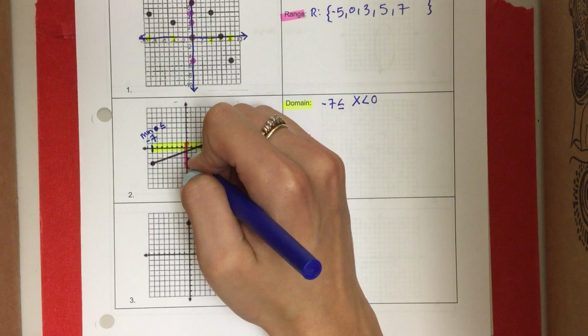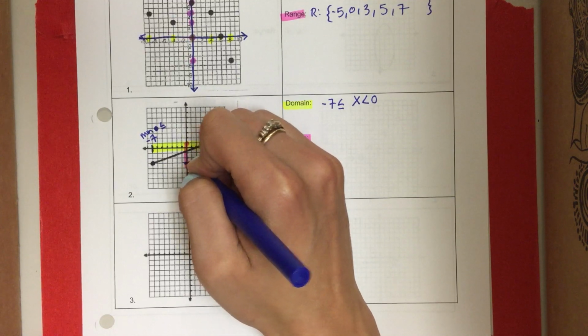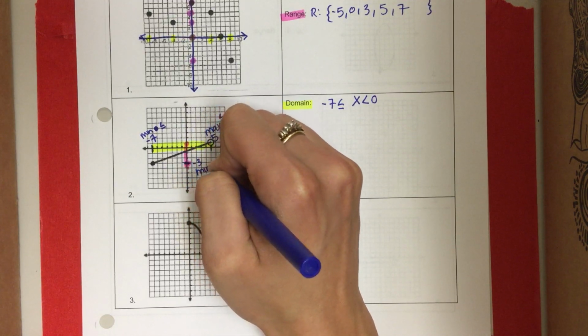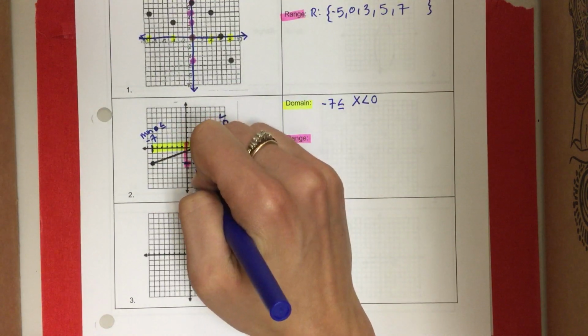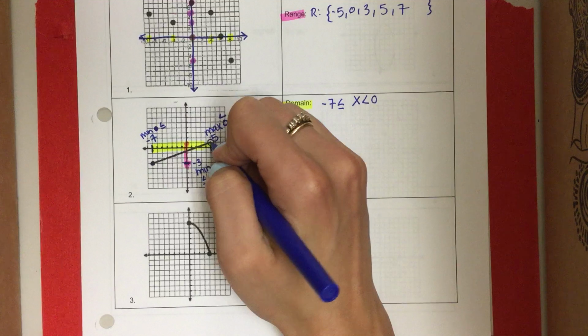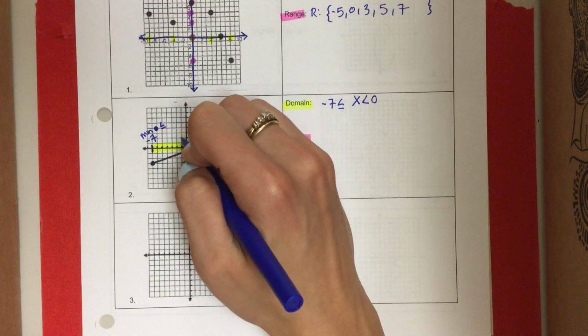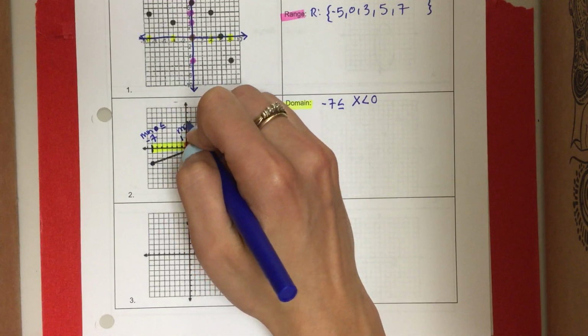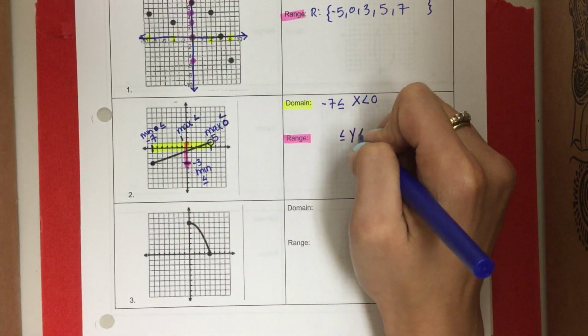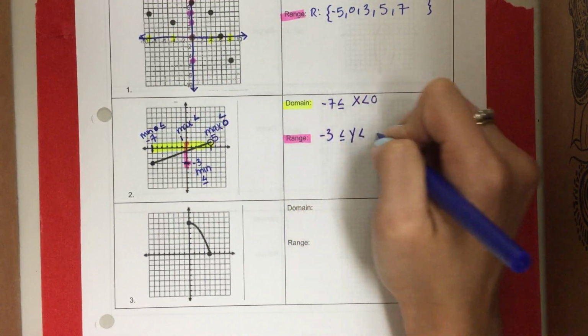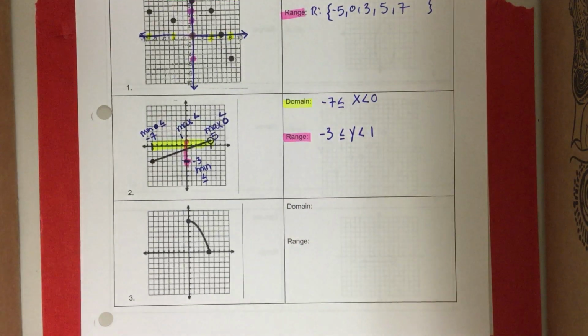So we have 1, 2, 3. -3 is our min. We're including that point, so less than or equal to our max. We're not including that point, so it's just going to be less than. So our range is going from -3 to +1.